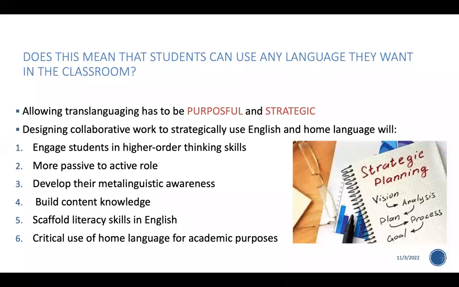But the aim is to design collaborative work in the classroom to enable students to strategically use English and their home languages, or other languages if they speak them, to engage them in higher order thinking skills, to move from passiveness to activeness, which is very important. They develop their metalinguistic awareness, build their content knowledge, scaffold literacy skills in English, and also make critical use of their home language for academic purposes.